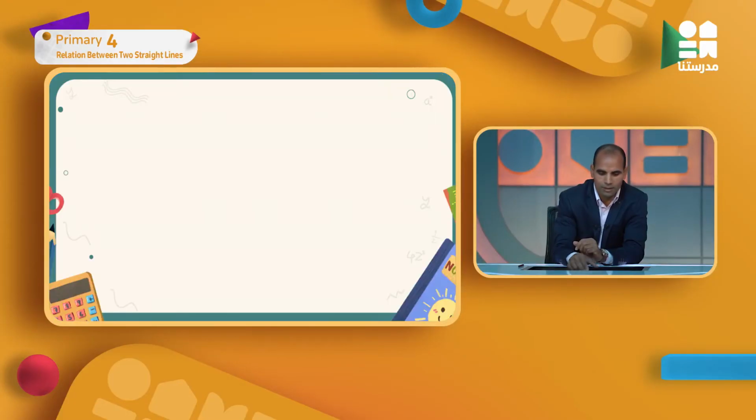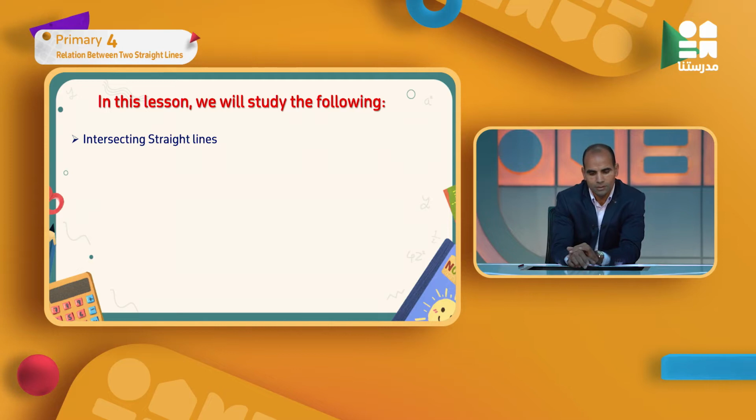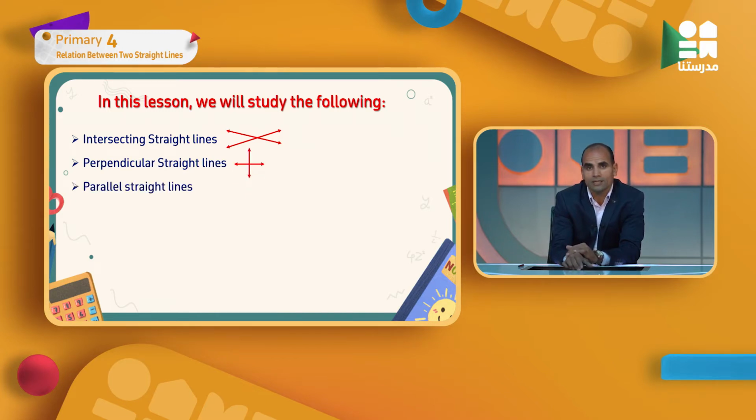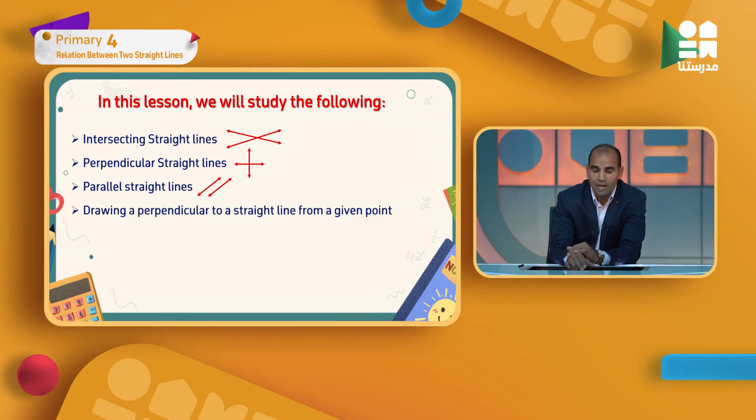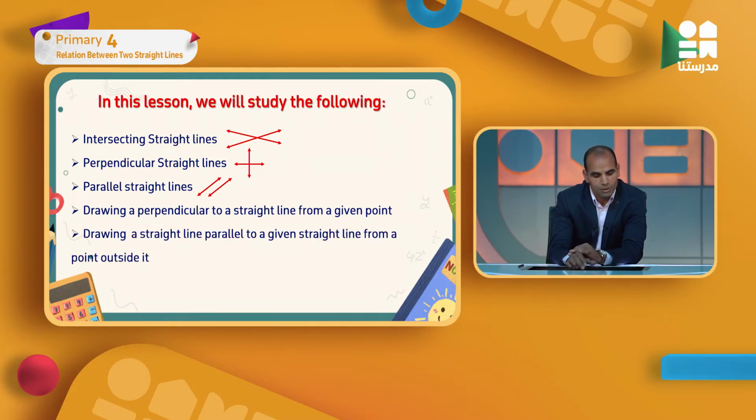As you can see on the screen, in this lesson we will study the following: intersecting straight lines, perpendicular straight lines, parallel straight lines, and of course in the second part of this lesson we have geometric constructions. The first is about drawing a perpendicular to a straight line from a given point, and the second is about drawing a straight line parallel to a given straight line from a point outside it.